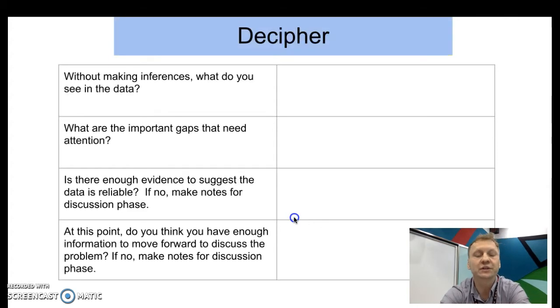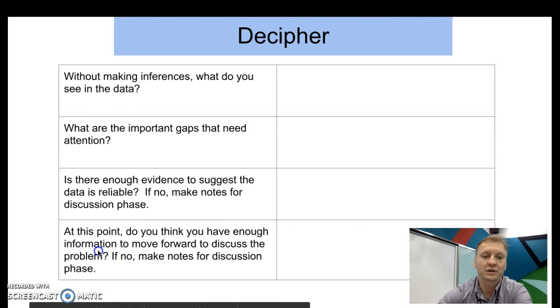So to decipher, that's where we look at the information, and basically we just look at the data itself without making any inferences about it. We look at the gaps in there if we have lower reading scores to higher reading scores, and we look at the evidence in the data, and we would also look at if there is actually enough information that we have at the meeting to move forward to discuss the problem.